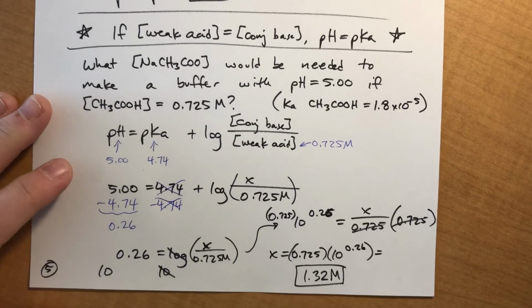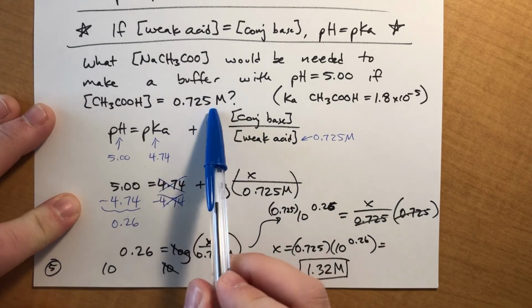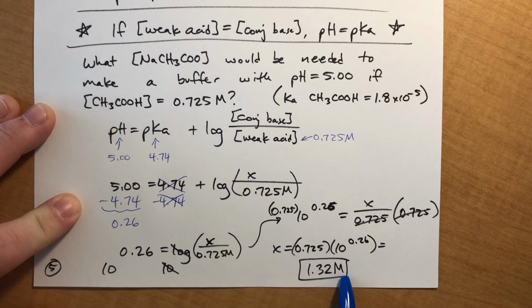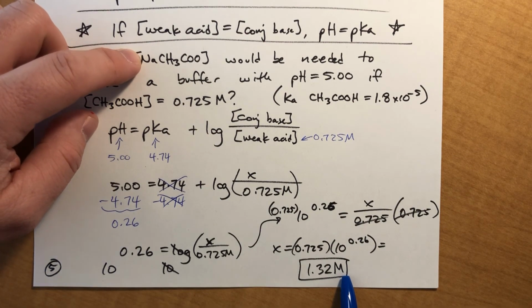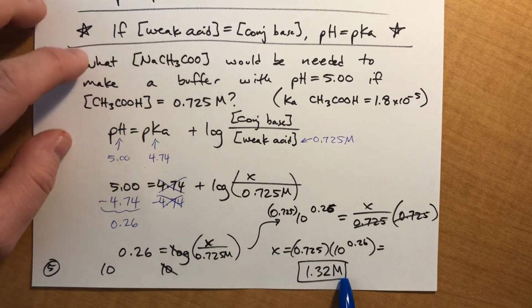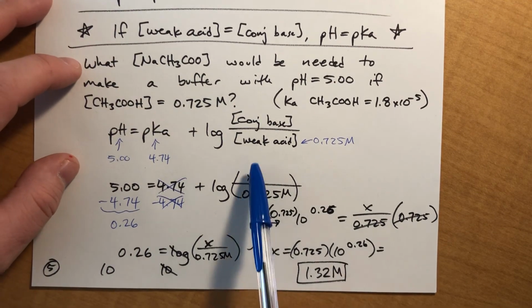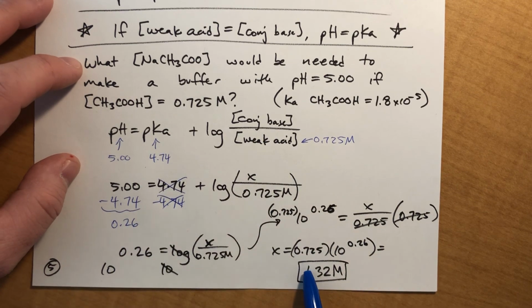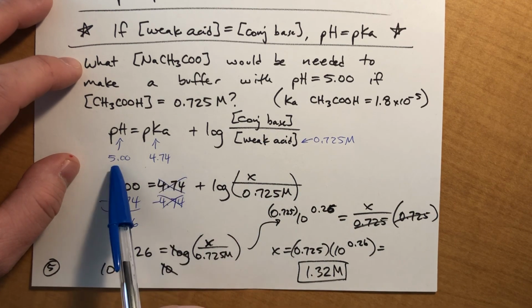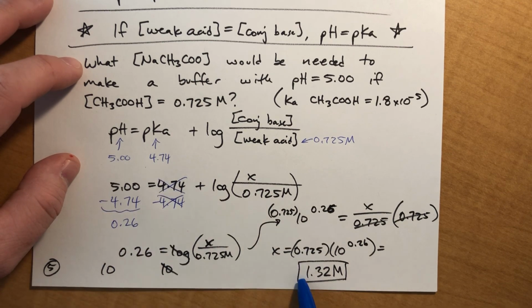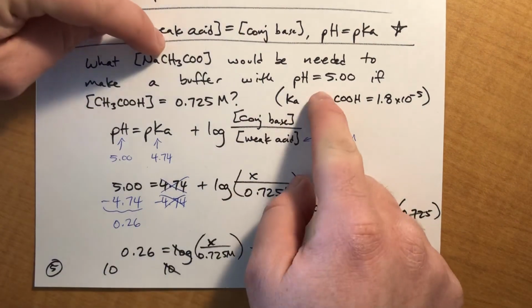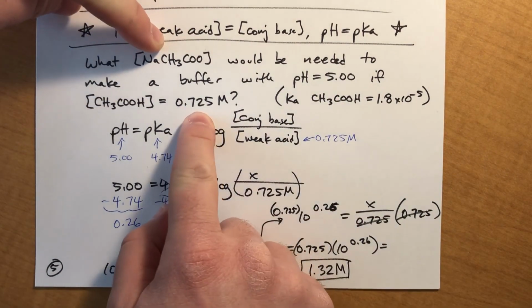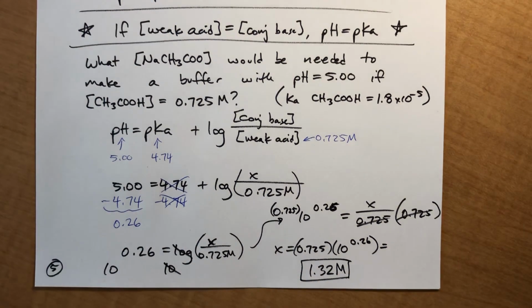So what this means is if we started with 0.725 molar of acetic acid and we added 1.32 molar of sodium acetate, which is the conjugate base, we would still have a buffer because we have the weak acid and its conjugate base. Because these things aren't equal, the pH is not going to be 4.74; the increase in base gives us a pH that is slightly higher. So this tells us how to make a buffer with a pH of 5. We need 0.725 of that and 1.32 of that.